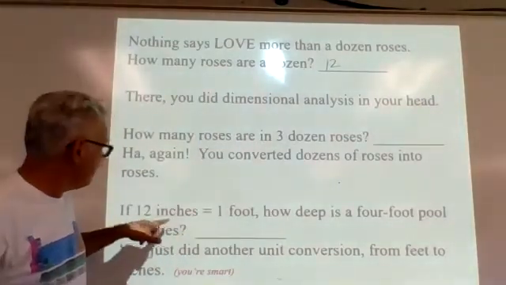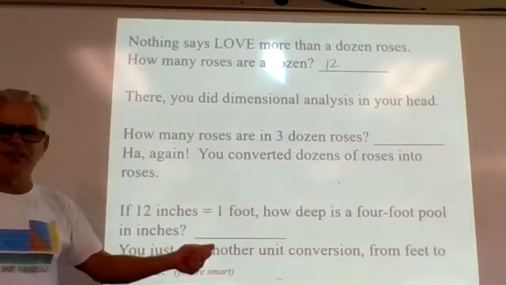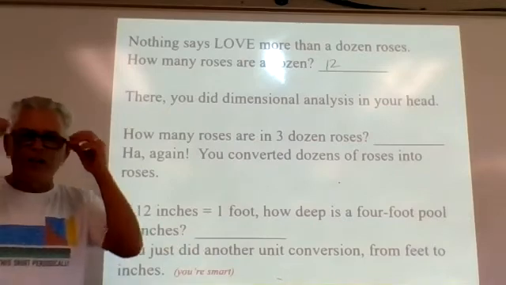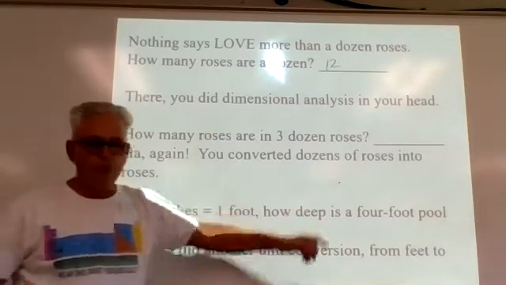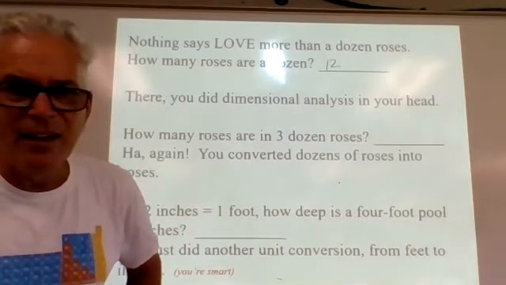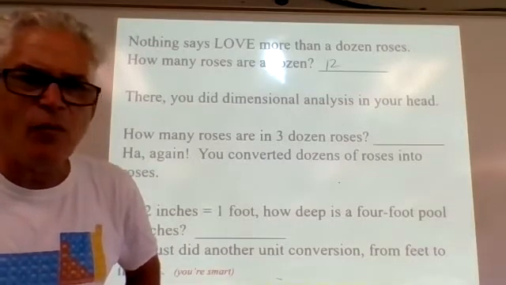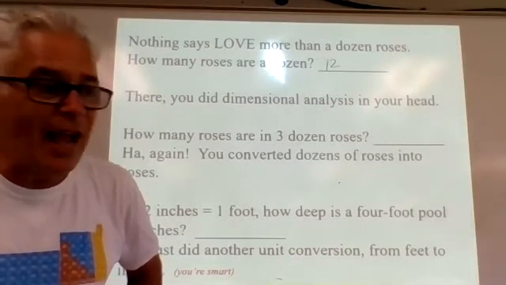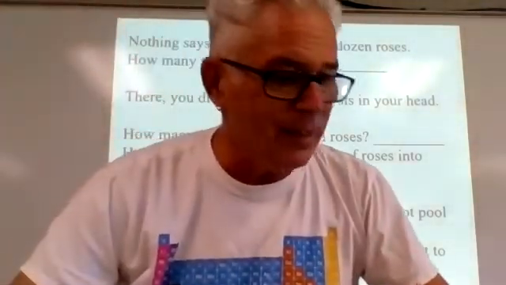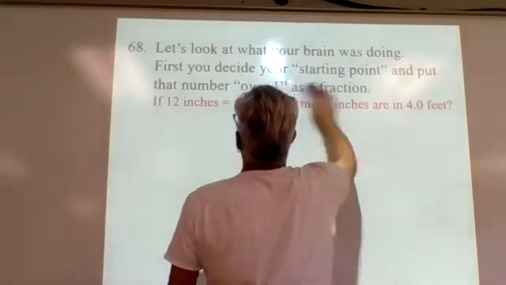Here's another one for you. 12 inches is a foot. That's called an equality, right? You already knew that. If you have a 4-foot pool, how many inches deep is that? You know. Come on. 4 feet, 48 inches. How'd you know that? Your brain did dimensional analysis. I don't know how your brain did dimensional analysis, but I'm going to show you how to do it.